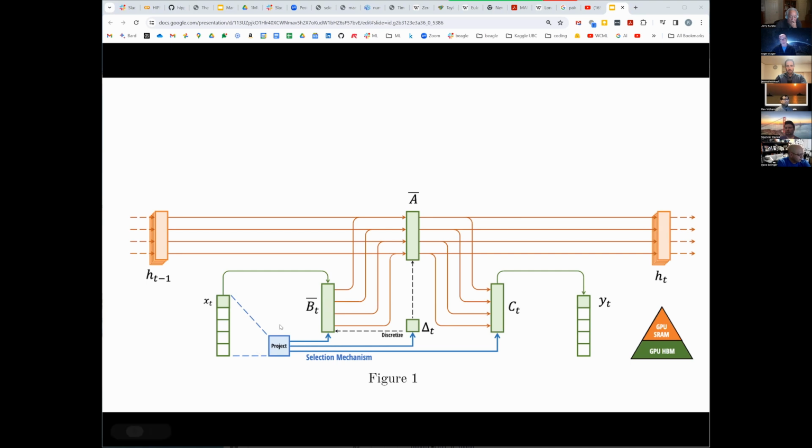input to the model. And another one is that this delta T thing where they modulate the discretizing time step. And it has an interesting effect. And we'll dive into that a little bit too, I think, later on.